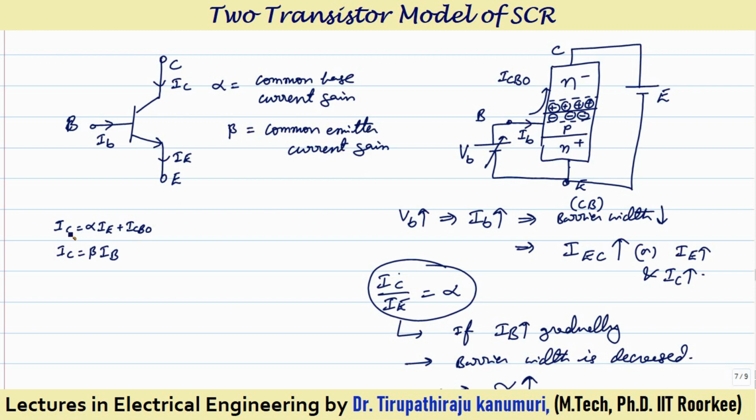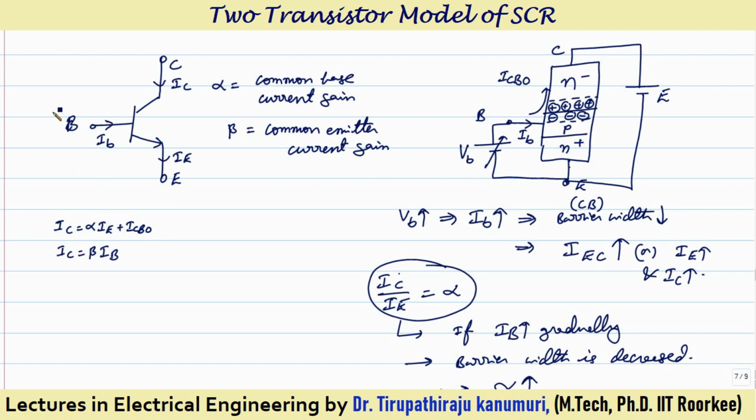We can say that the value of IC will be equal to alpha times IE plus ICBO. ICBO is the collector to base leakage current. We know the collector to base junction is reverse biased, so across this reverse bias junction some leakage current will pass. That leakage current I am representing by ICBO. Some leakage current will be there because of the minority carriers, plus alpha times IE.